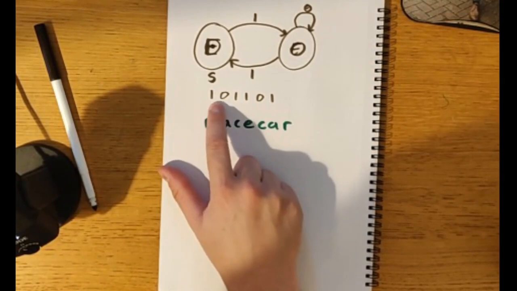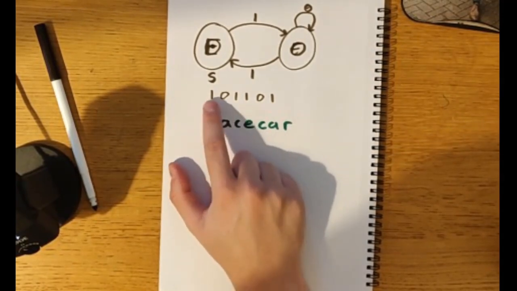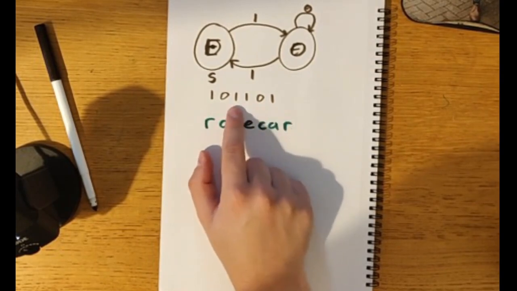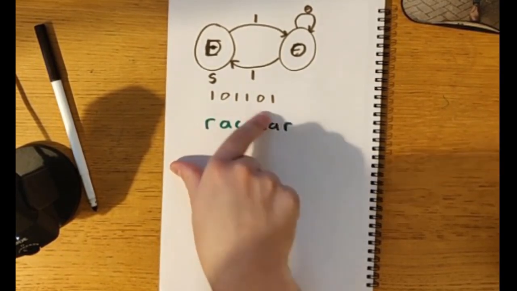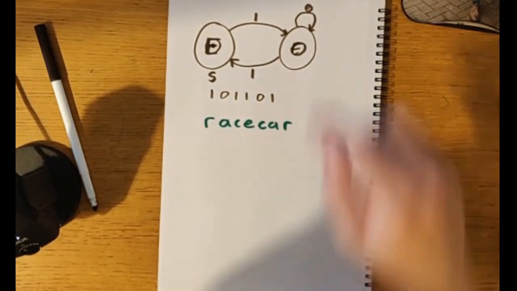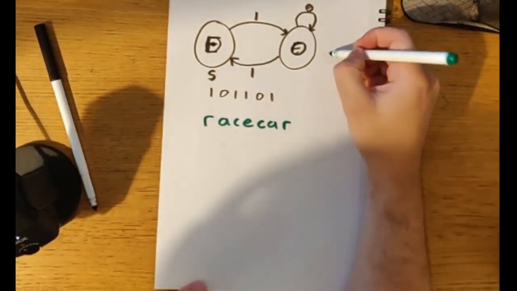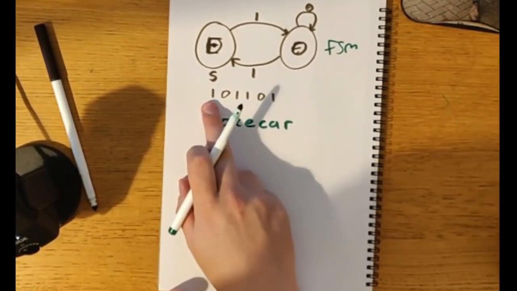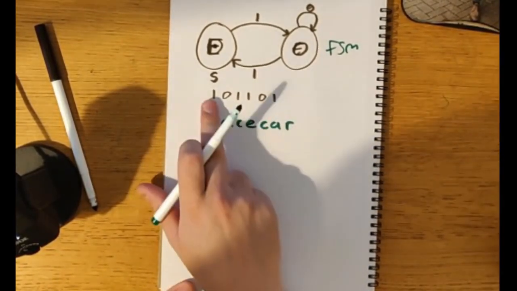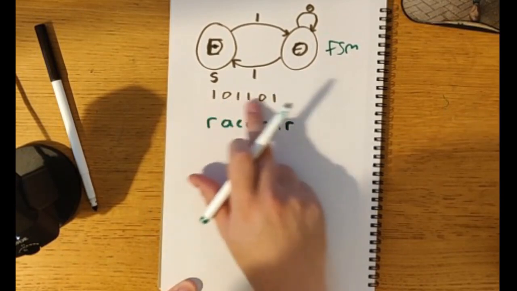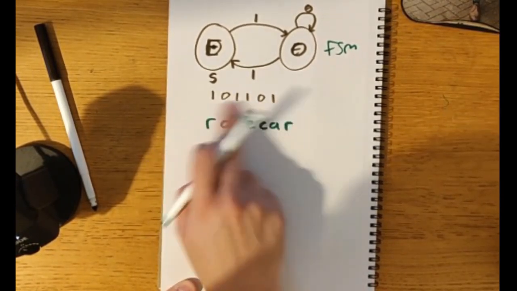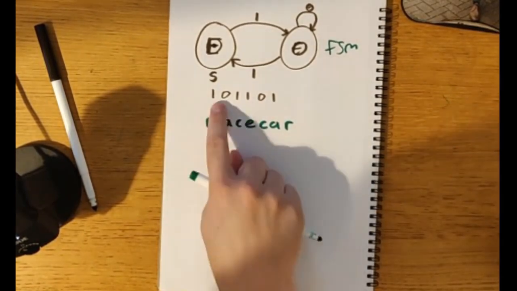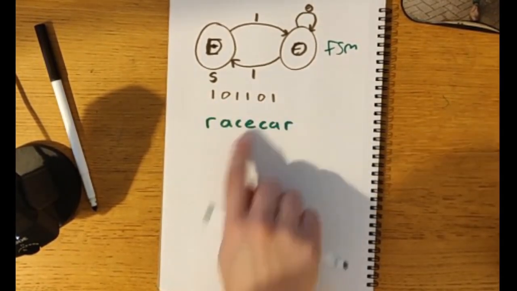This string here of ones and zeros is also a palindrome. It goes 1, 0, 1, 1, 0, 1. It's the same backwards and the same forwards. This finite state machine can perform some operations. It can tell me if there's an even amount of ones or an odd amount of ones in the string, so that's solving one of the problems. But it could never tell me, it's impossible for it to ever detect if it's a palindrome. It just cannot do it.